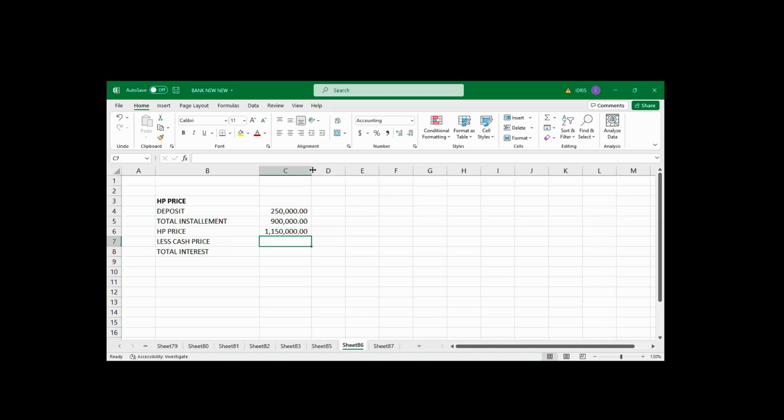So our cash price is how much? 790. So that means our hire purchase interest is going to be what? 360,000. That is our hire purchase interest.